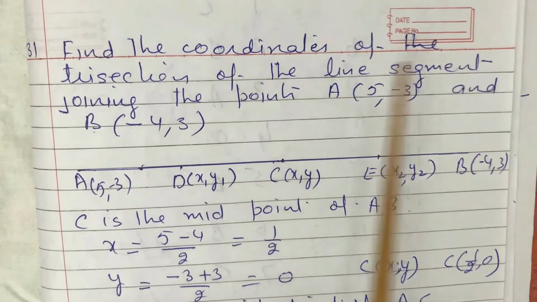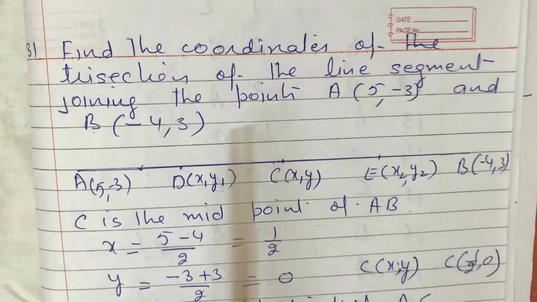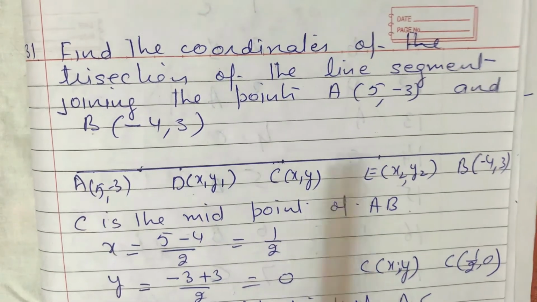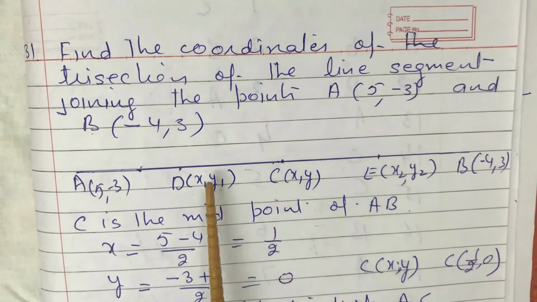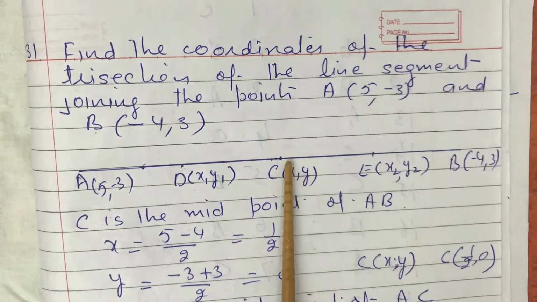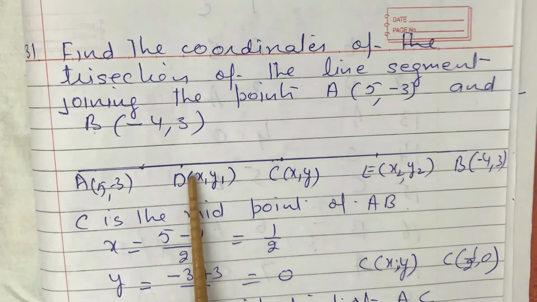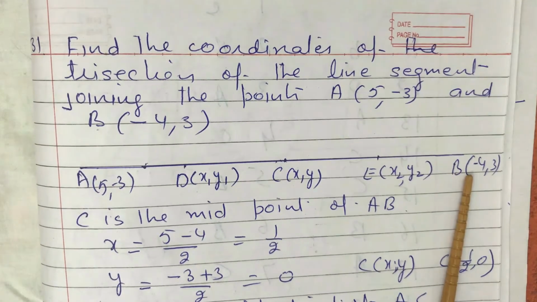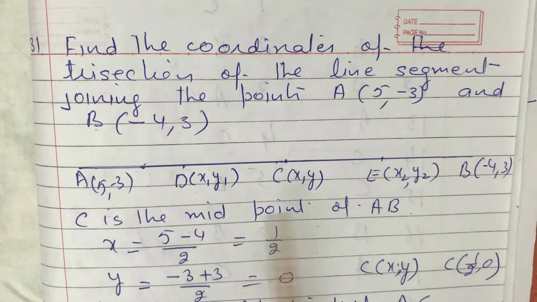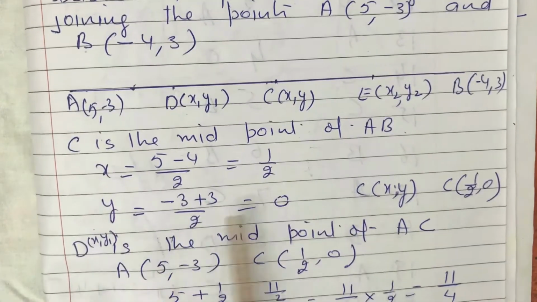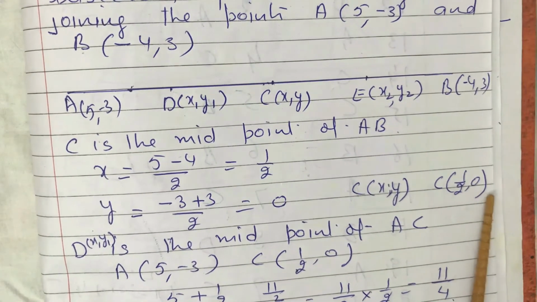Now 31st question. Find the coordinates of the trisection points of the line segment joining the points A and B. Now A and B, this is a line segment and D, C, E trisect this line segment. C is the midpoint of AB, D is the midpoint of AC, E is the midpoint of CB. I think you all know how to find the midpoints. And coordinates of C will come out to be 1 by 2 and 0.